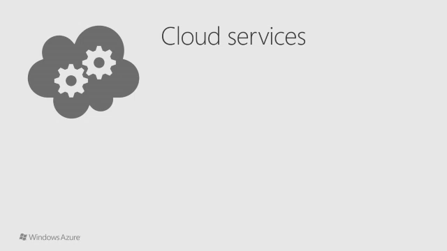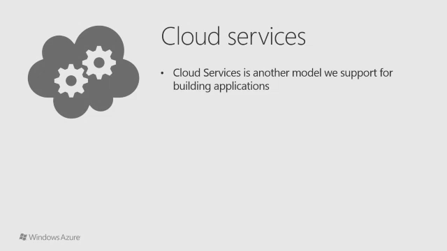I've talked about virtual machines and we've talked about websites, so now let's look at cloud services. Cloud services is another model we support for building scalable applications. It enables a broader set of workloads than Windows Azure websites while providing a more automated management than Windows Azure virtual machines. These applications are extremely scalable automatically just by the nature of how you build them with cloud services. They can support one to hundreds or even thousands of cores.